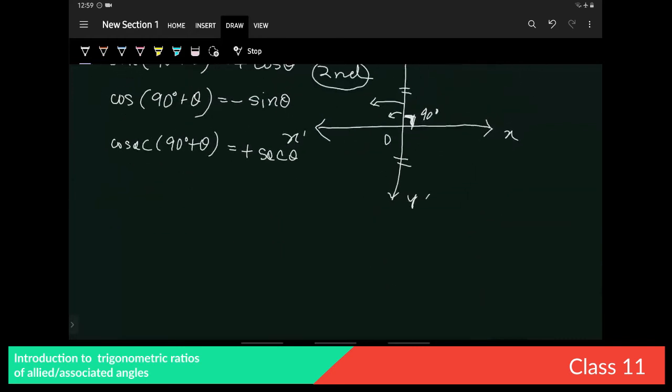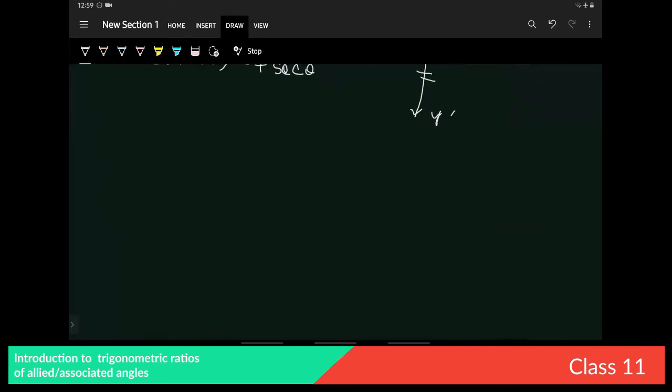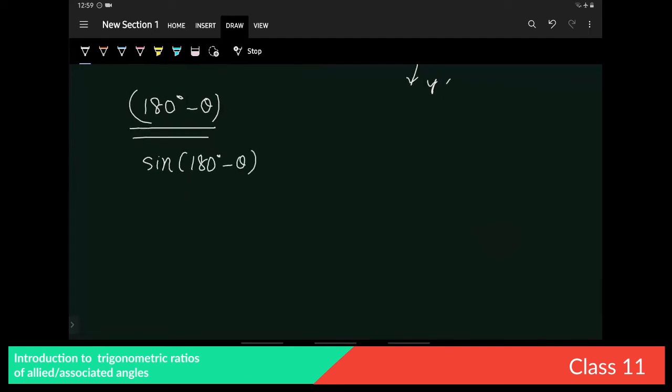Now we are coming to 180 degree minus theta. Okay, we are coming to the 180 degree minus theta angle. So what is sine of 180 degree minus theta, cos of 180 degree minus theta, and the others we will discuss.